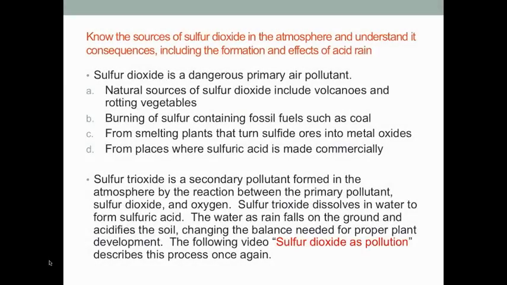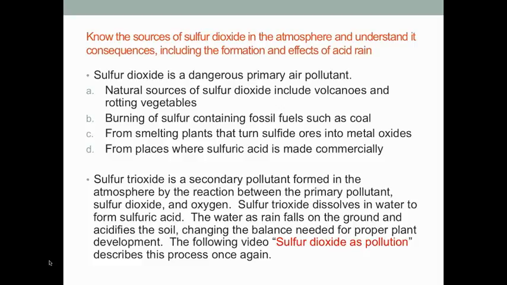The next assessment criteria is to know the sources of sulfur dioxide in the atmosphere and understand its consequences, including the formation and effects of acid rain. Sulfur dioxide is a primary air pollutant.